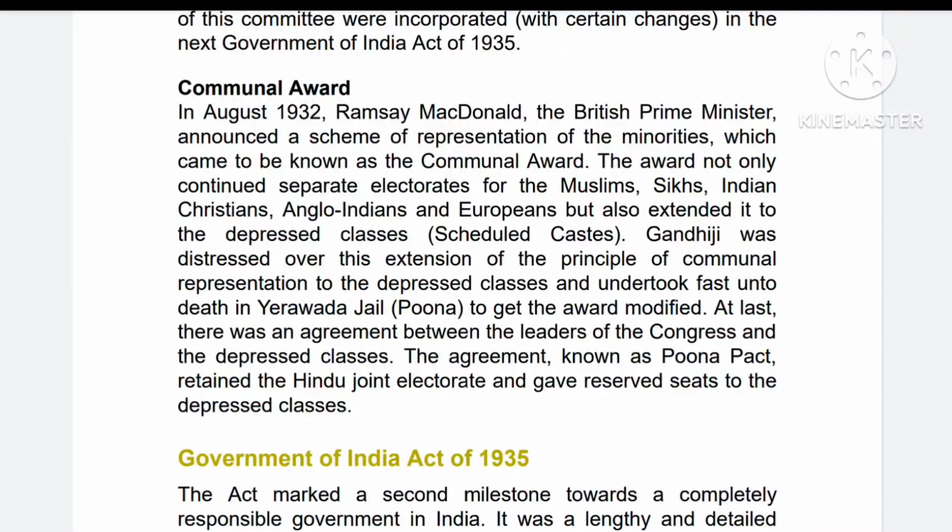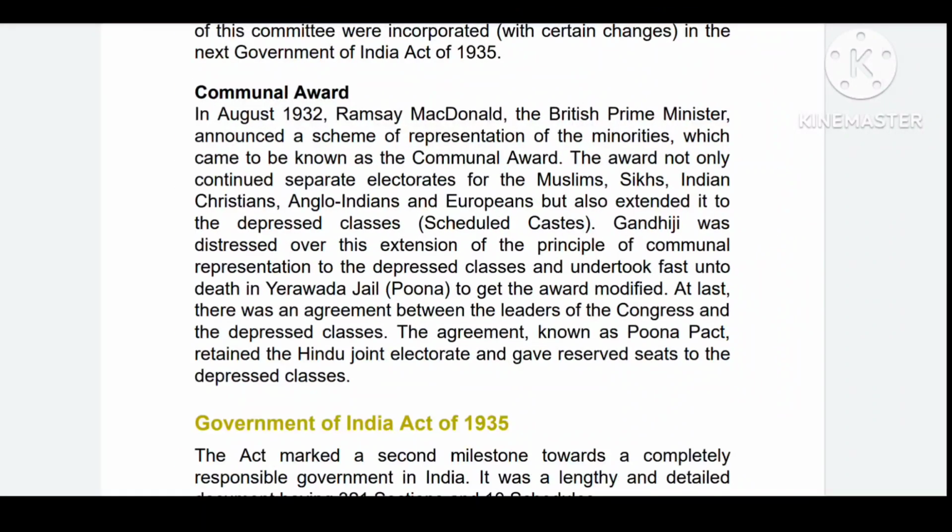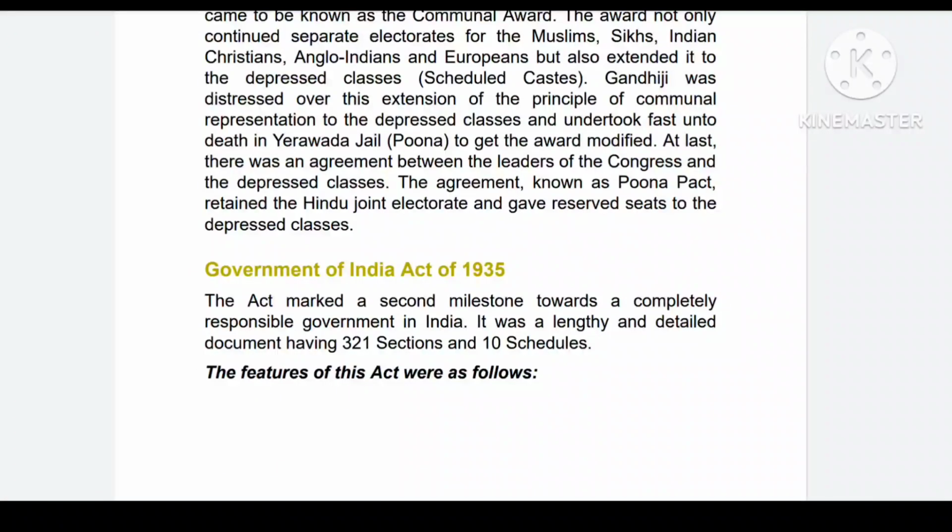Gandhiji was distressed over this extension of the principle of communal representation to the depressed classes and undertook a fast unto death in Yerwada jail, Pune, to get the award modified. At last, there was an agreement between the leaders of the Congress and the depressed classes. The agreement, known as the Pune Pact, retained the Hindu joint electorate and gave reserved seats to the depressed classes.